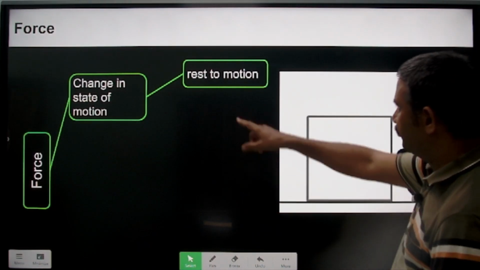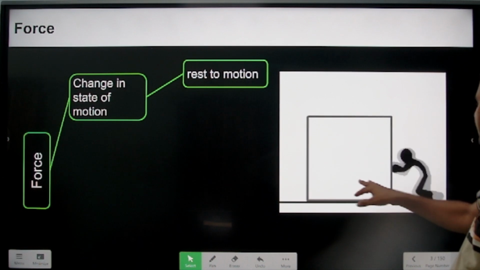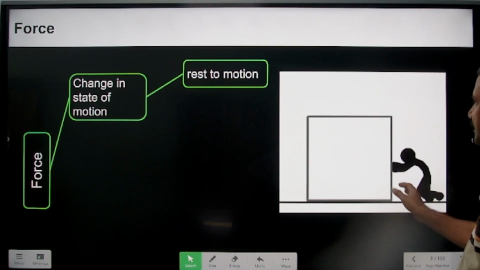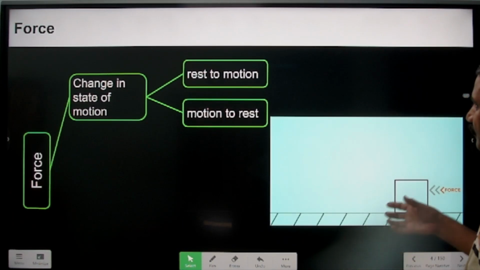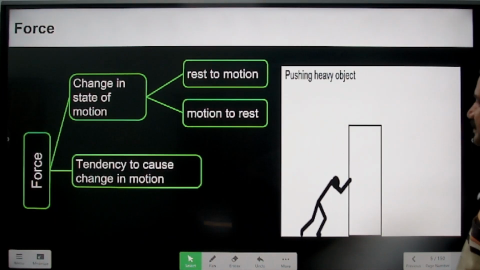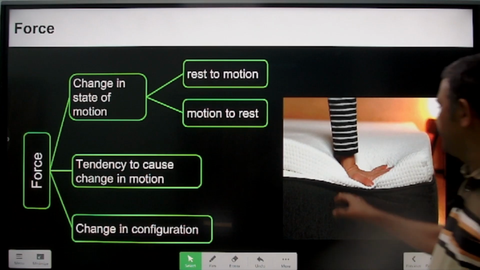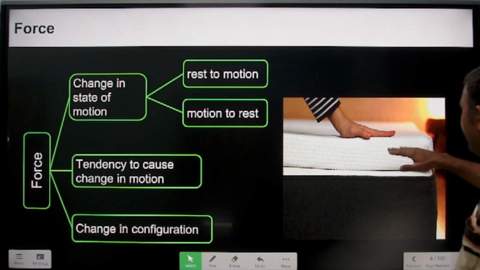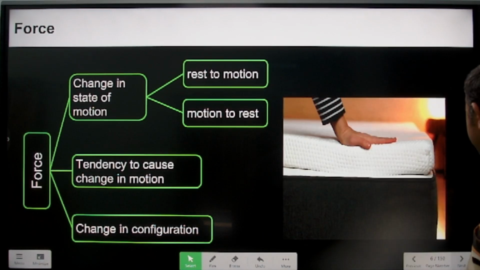Here force changes the state of motion. This object is at rest and the person is pushing, so it goes from rest to motion. Similarly, force is required to bring an object in motion to rest. Force is also the tendency to cause a change in motion. And force changes the configuration. Initially this is flat. Now the person is applying force, then the configuration of this changes.